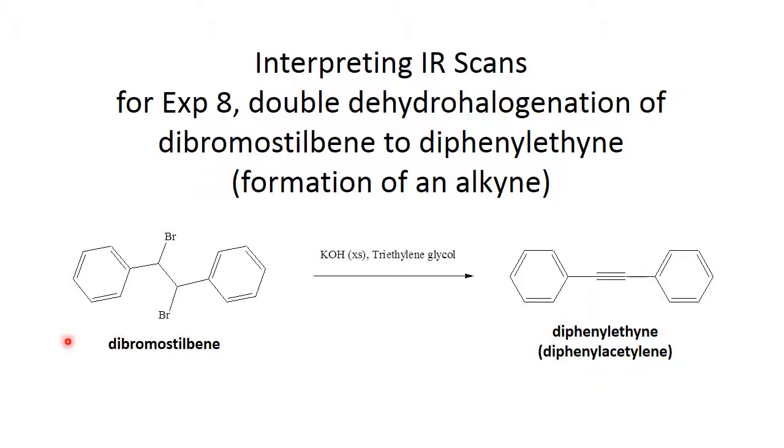Interpreting IR scans for experiment 8, double dehydrohalogenation of dibromostilbene to diphenylethyne. We're forming an alkyne. So here is a vicinal dihalide, 2 molecules of KOH at very high temperature, about 200 degrees C. Remove 2 molecules of HBr from adjacent carbons, producing 2 pi bonds and forming an alkyne, in this case diphenylethyne.